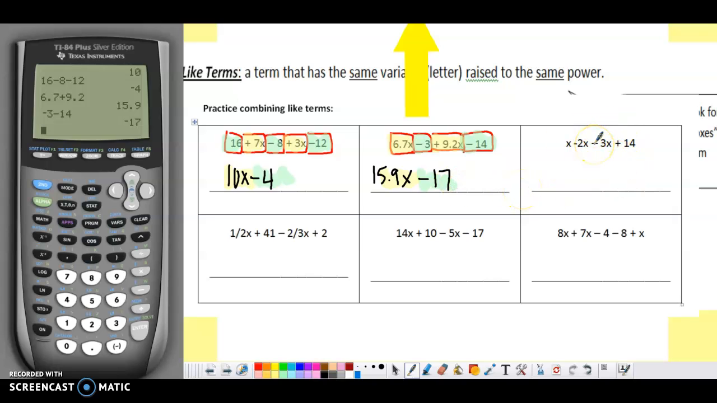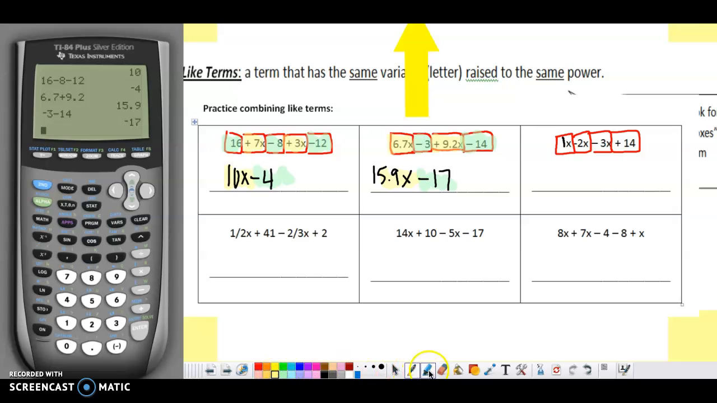Looking at this one in the far top right corner, the first thing you notice is we have just an x. Guys, remember, we talked about this earlier in the year: if you have just a single x, you can assume that is a 1, and it might be helpful to write that out. So boxing my terms, we have 1x, -2x, minus 3x, plus 14.